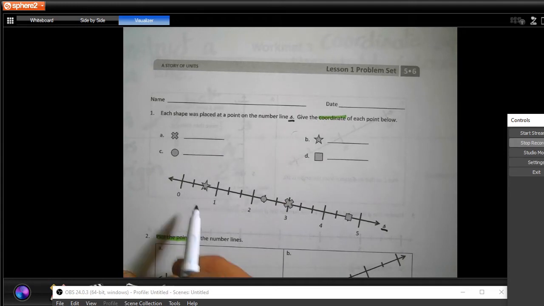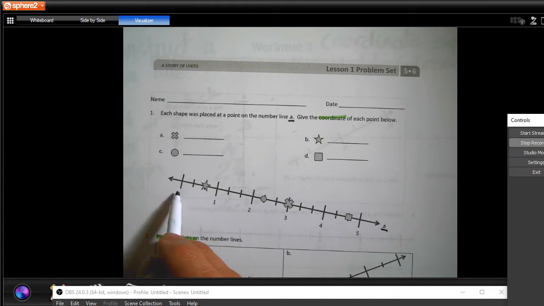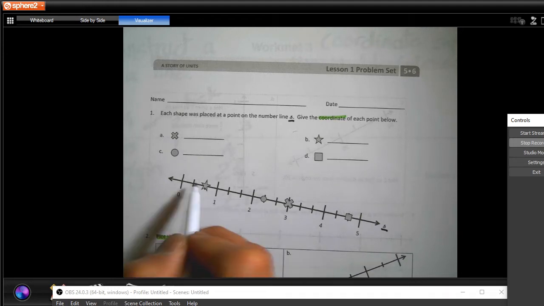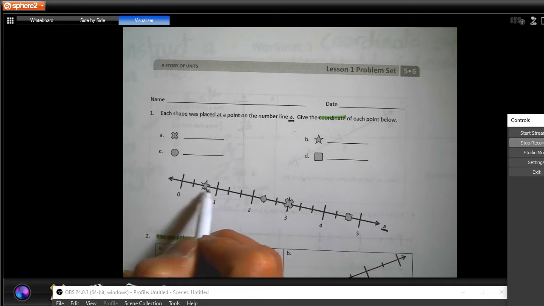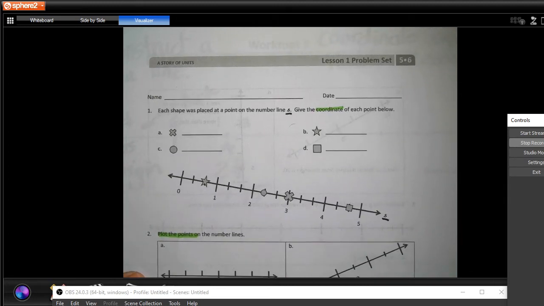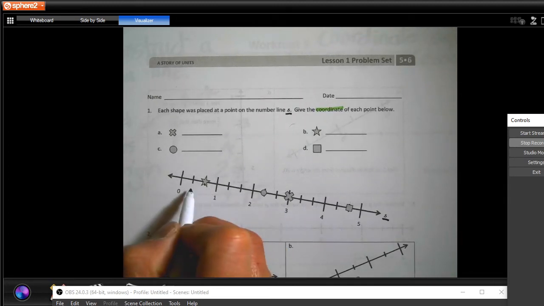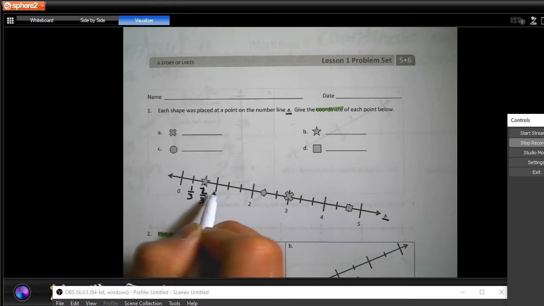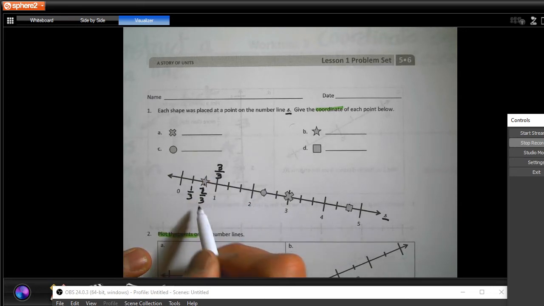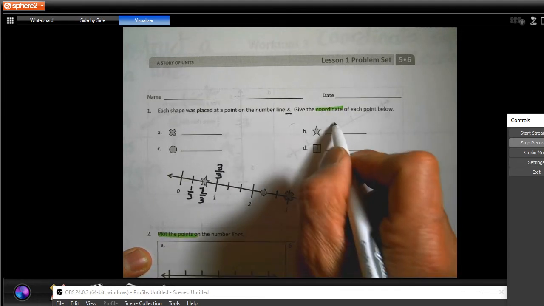Let's see. So the first thing you gotta do is find out how many ticks are in between 0 and 1, or 1 and 2, and 2 and 3. So we can count: this is going to be 1, 2, 3. So one whole is divided into 3 parts. Knowing that, it's going to let us know. So if this is 3 parts, this is 1/3, and this is going to be 2/3, and obviously this is going to be 3/3 because it equals 1. So the coordinate for the star is 2/3.